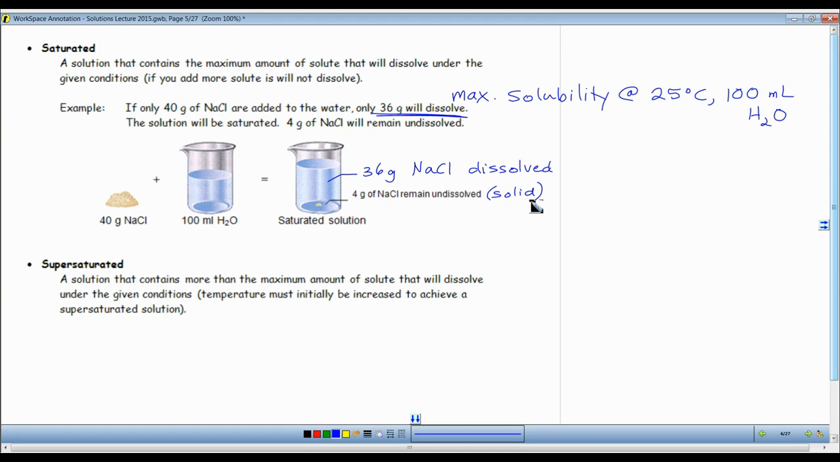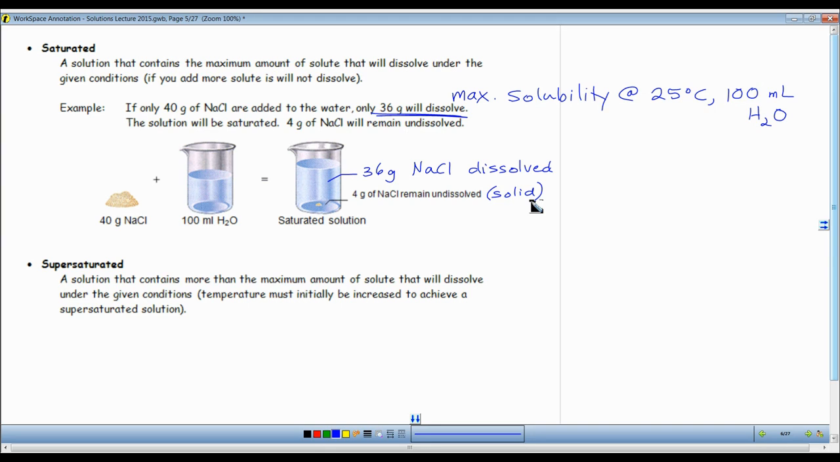Now, supersaturated is a little funky. It seems kind of like an oxymoron. A supersaturated solution contains more than the maximum amount of solute that will dissolve under the given conditions. How do you get more than the maximum? Isn't the maximum the most? Weird. So you've got to mess with these a little bit. They're really tricky to make.